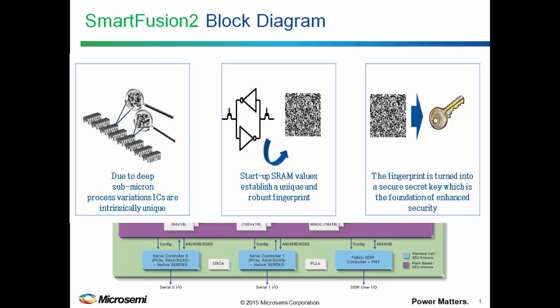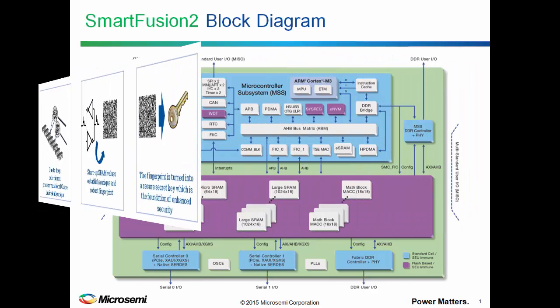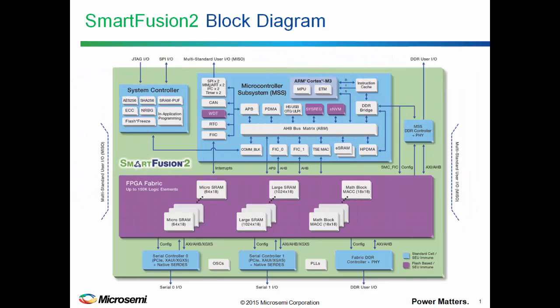So there's a very small window where anybody could try to do an attack, try to figure out what keys you might be using to encrypt data or things like that. So it's a very interesting function, and it's available in the 060, 090, and 150 devices.